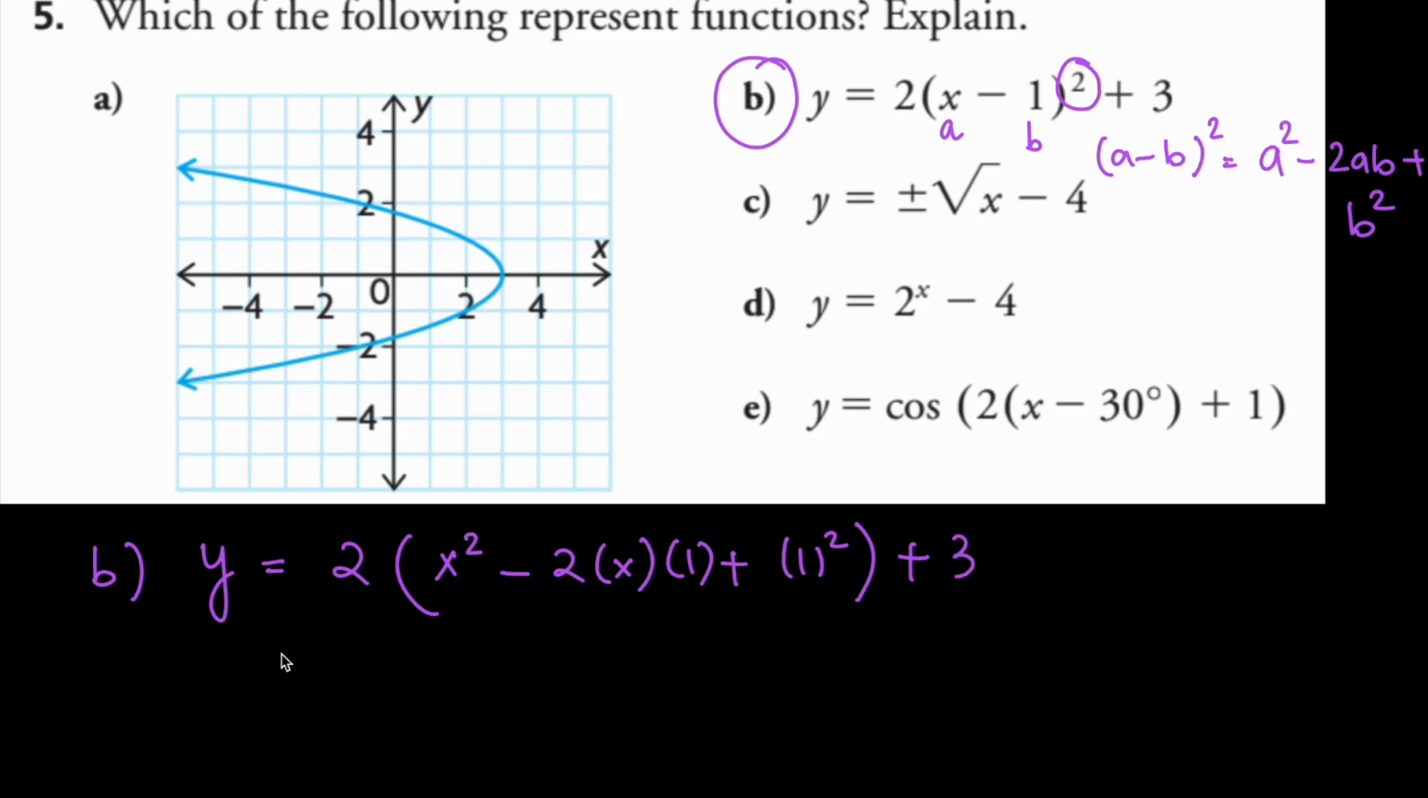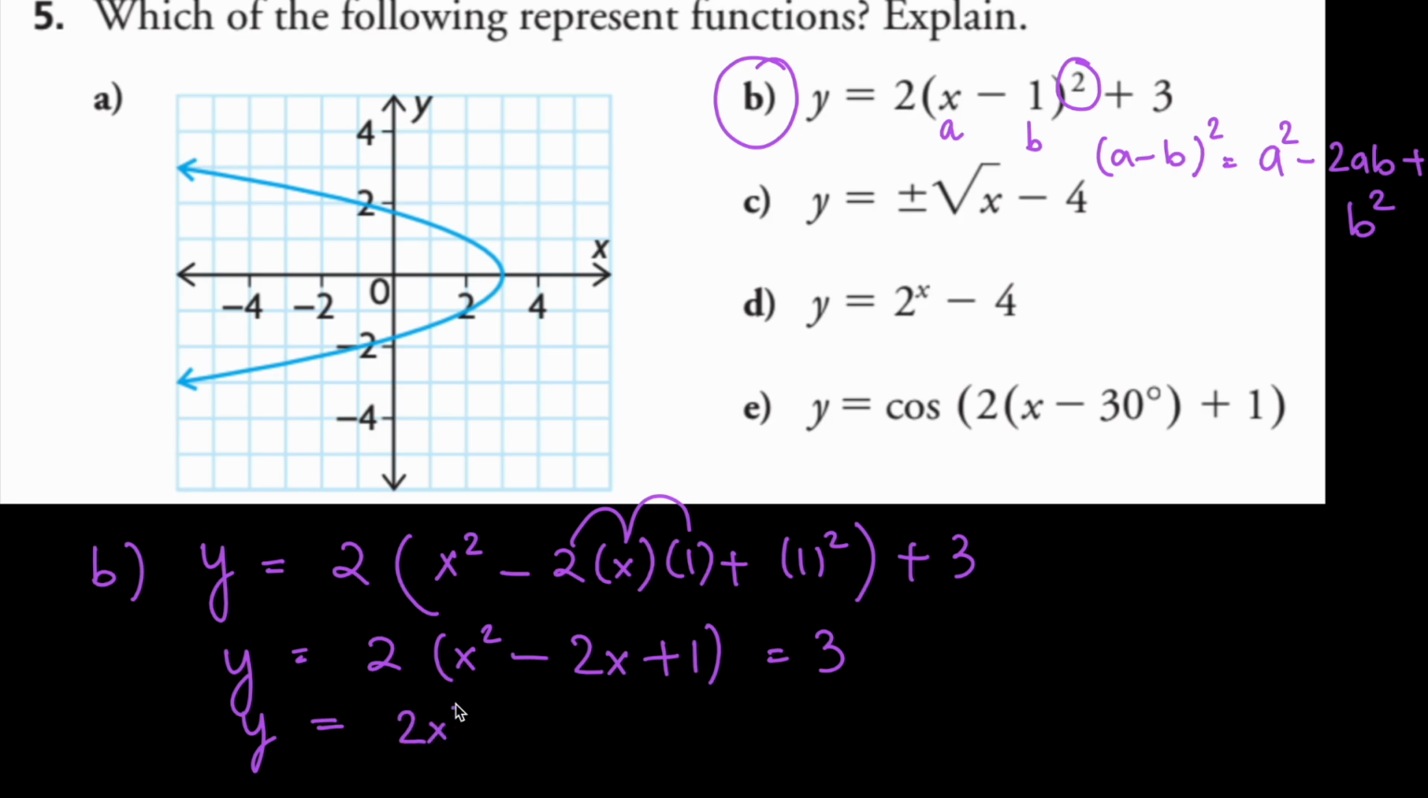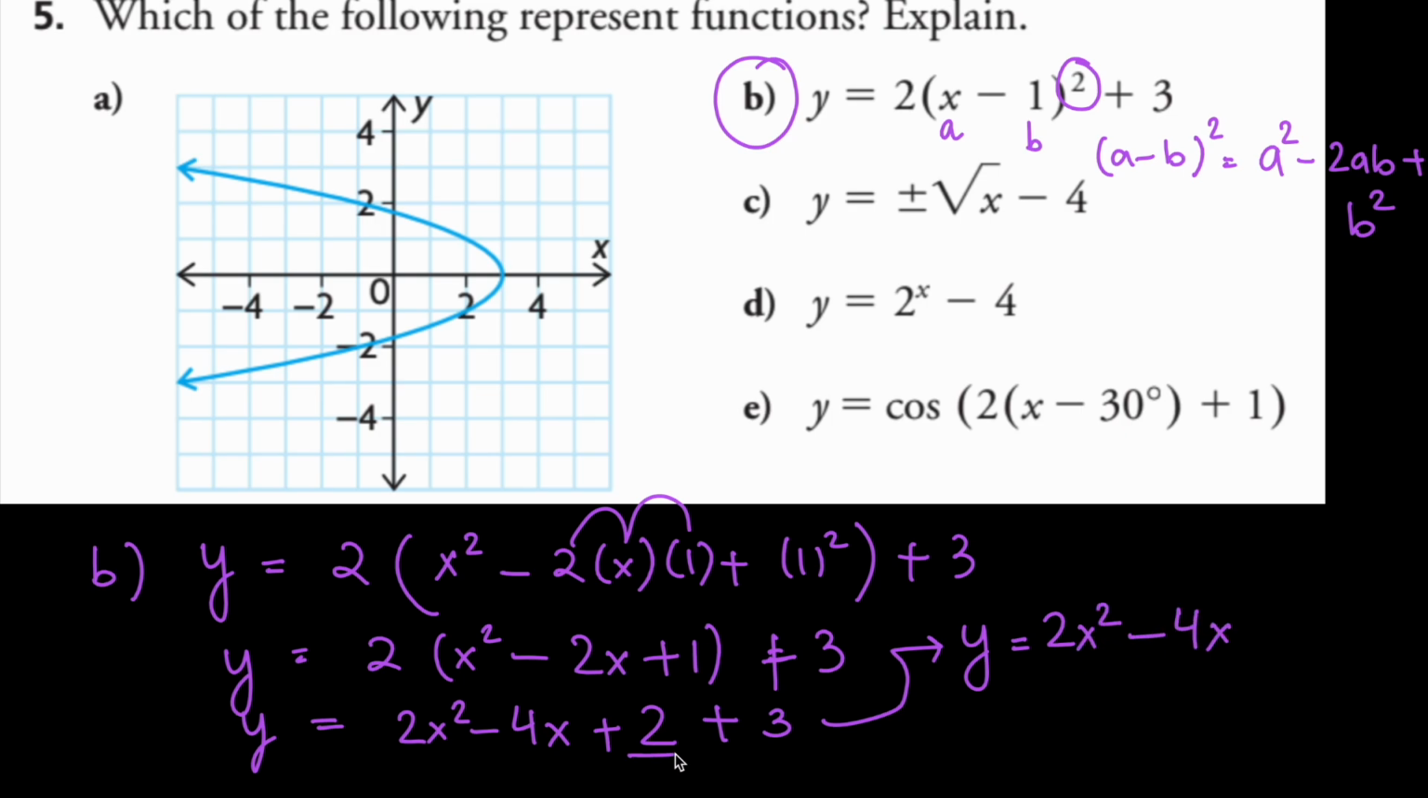Perfect. Plus 3. Now the next expression is 2x squared minus 2 times x times 1, which is 2x, plus 1, and then plus 3. Then I'll have y is equal to, I'll multiply 2 inside the bracket. So I'll have 2x squared minus 2 times 2, which is 4x, plus 2 times 1, which is 2. And here it should be plus 3. Now if I solve it further, it is y is equal to 2x squared minus 4x plus 2, and plus 3 becomes plus 5.